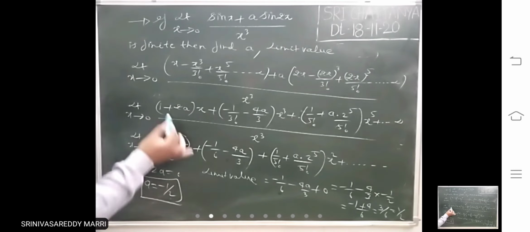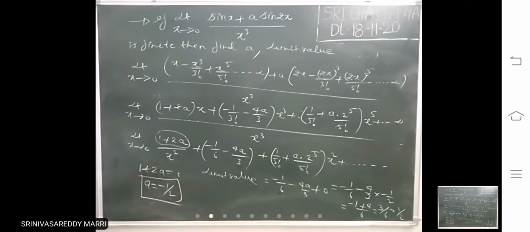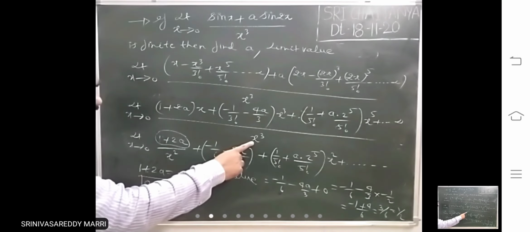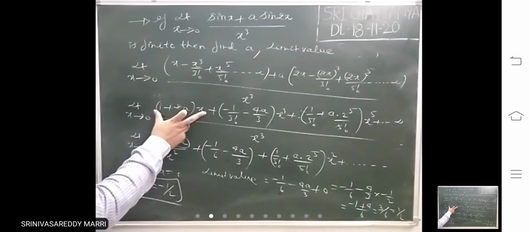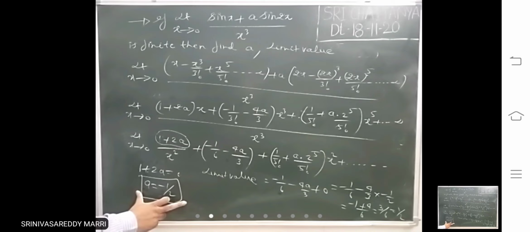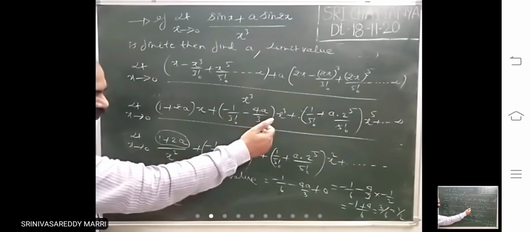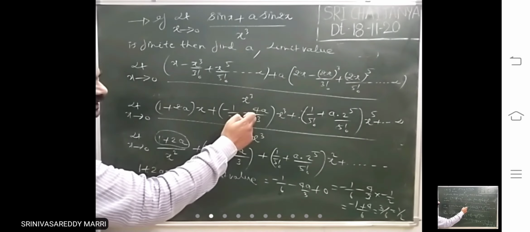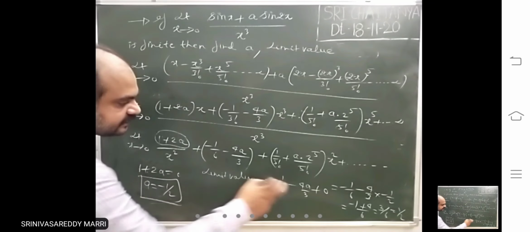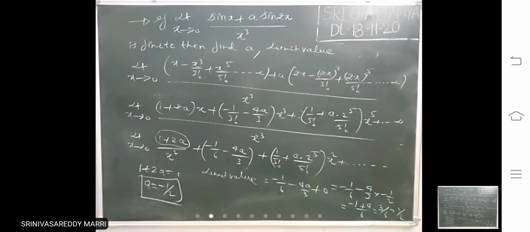Now here I have split it. You can also do it in this way. Here x cube is there. What are the terms of degree less than x cube? Only this. Equate this to 0 directly. The terms of degree less than x cube give 1 plus 2a equal to 0. So a equals minus 1 by 2. What is the limit? The x cube coefficient is the limit. That's the theorem I told you. If you have any confusion, split like this. Very easy.